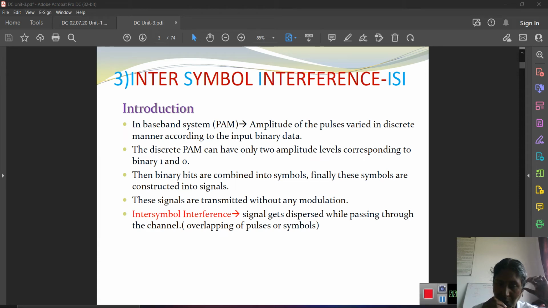So how is intersymbol interference formed? Intersymbol interference is one of the error signals. A signal gets dispersed while passing through the channel. Simply, we can say it is the overlapping of pulses or symbols.